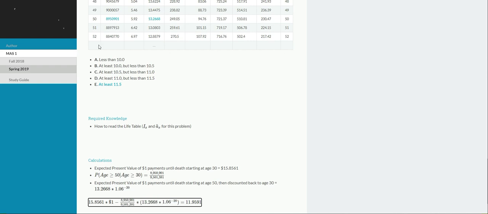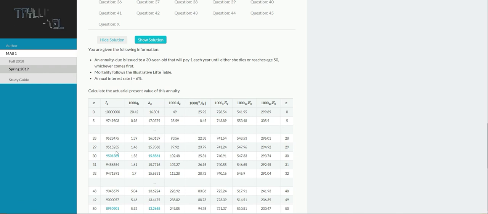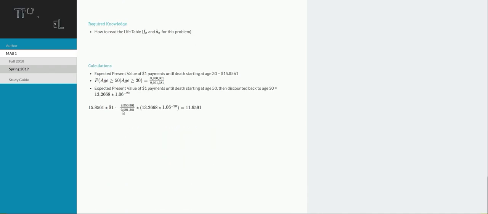So for that, we just go to this second column and look at the number of people. And what we can say is, well, of all of those who survive to be 30, what percent of them lived up to or past age 50? And that's just this simple calculation of 895,000 divided by 950,000. So that's the probability of living to 50 or beyond, given that you made it to at least age 30. That's how we get this fraction here. Solving this all out, you get this 11.9591.